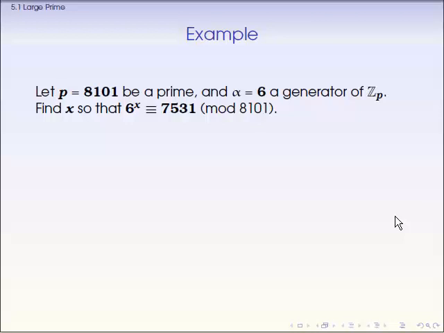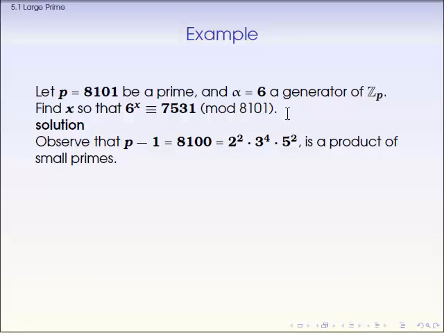Okay, let's say P is 8101, it's a prime number, and alpha is 6, a generator of GP, and we are looking for x satisfying 6 to the x is congruent to 7531 modulo P. First of all, we need to find the factorization of P minus 1, which is like that.